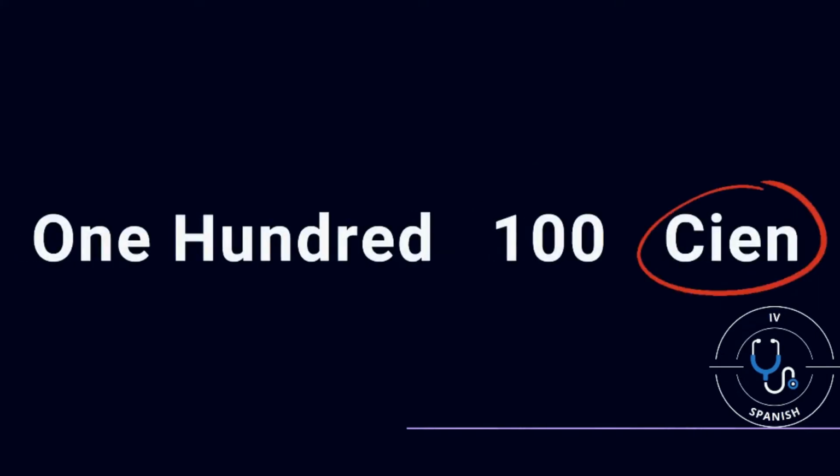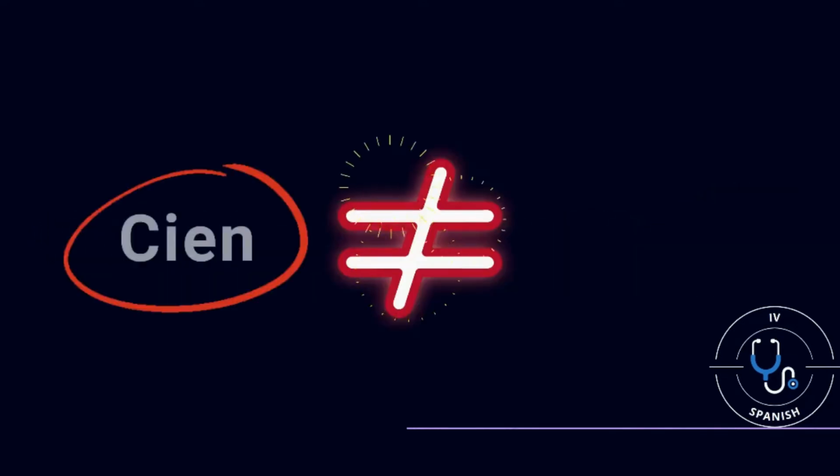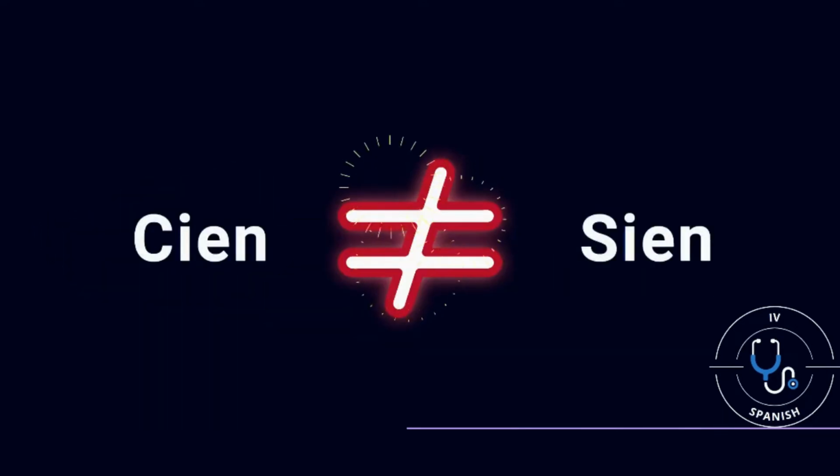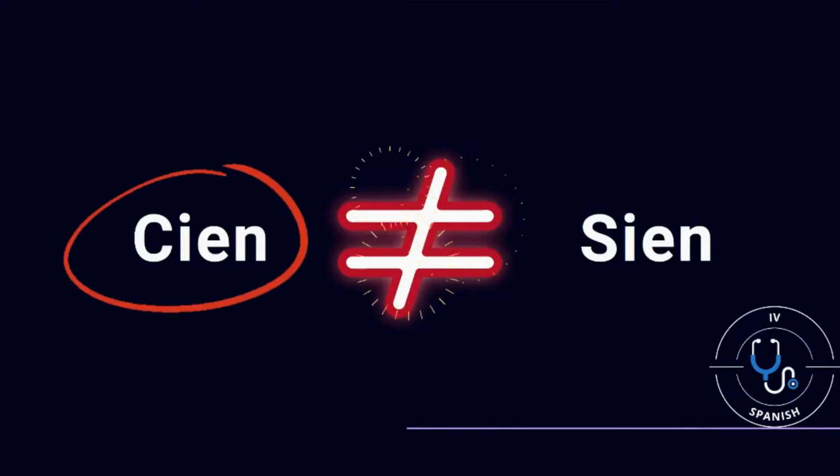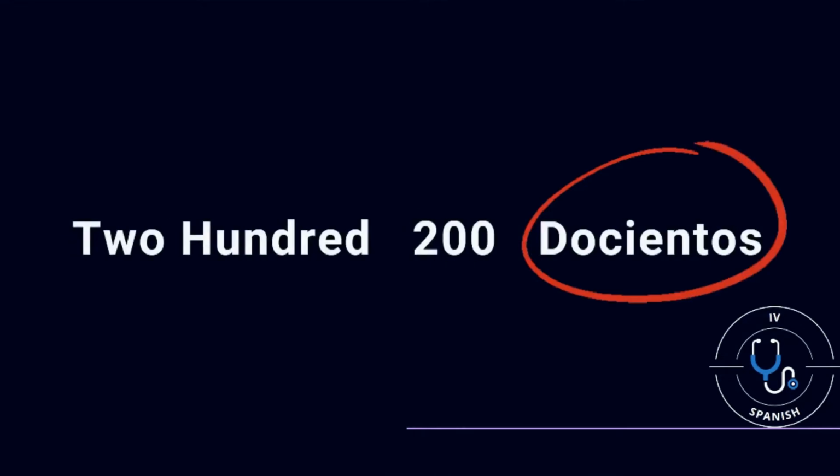100, cien, cien with a C. Now, why do I mention this? Because when you write cien with an S, that means the tempo. Okay, now let's go into the hundreds. You know, 100 is cien, 200 is doscientos.